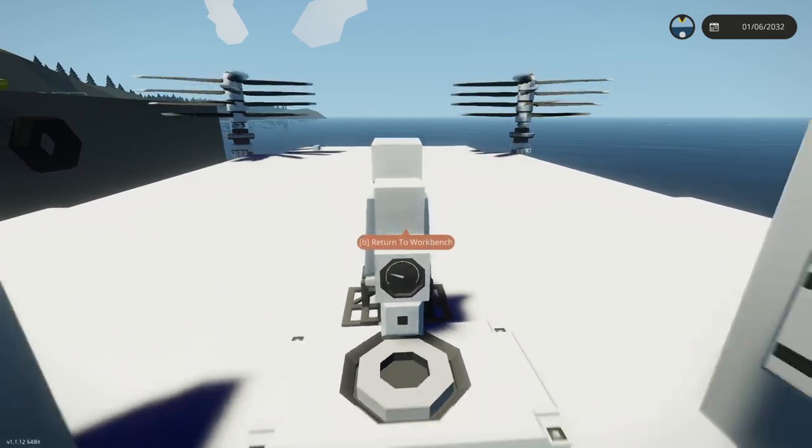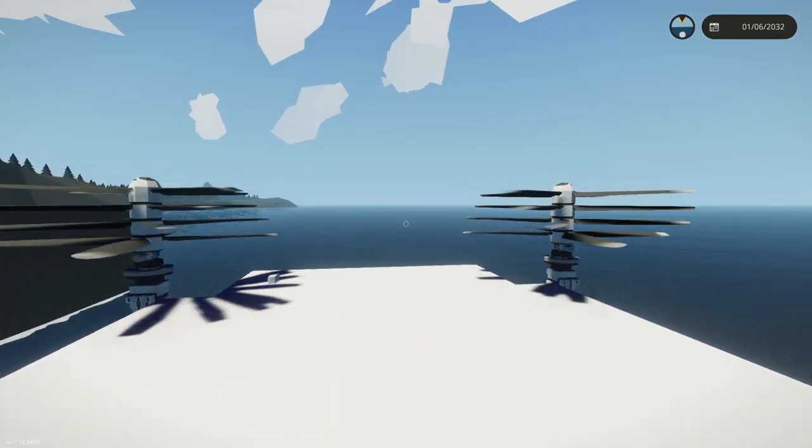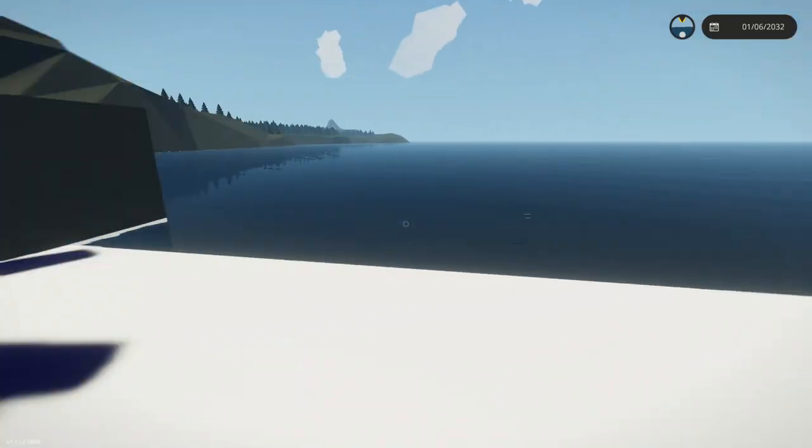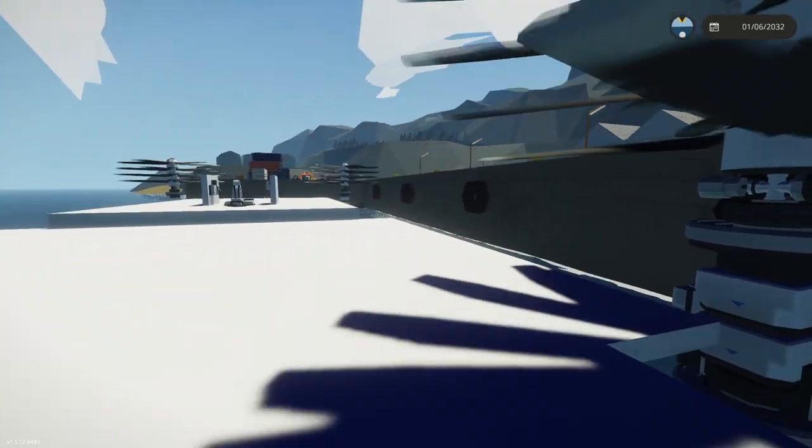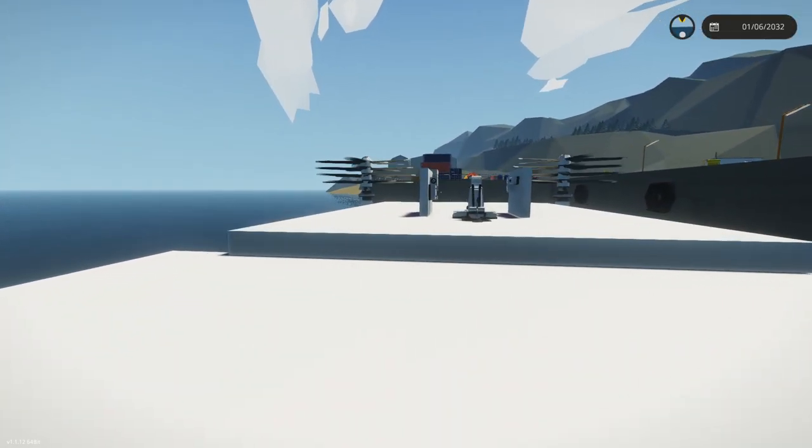And that's going to be enough for you to get started, I think. You should have no problem getting your Flying Fortress up and running with this kind of approach.